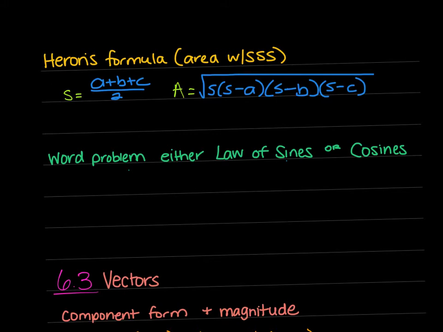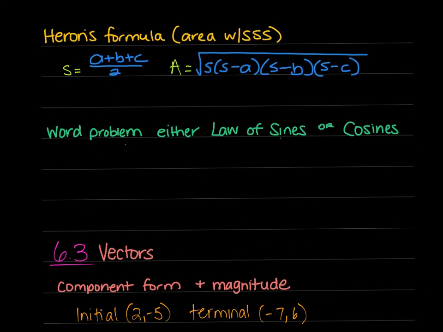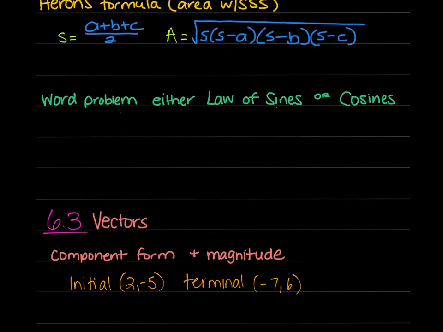There will be one word problem, and it will either be law of sines or law of cosines, depending on the version of your test. So just make sure that you've practiced those word problems. There's a bunch for the quiz review, on the quiz, some in the homework, and on the review for the test.